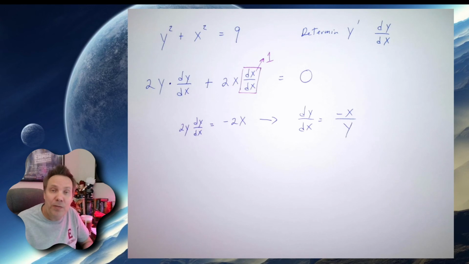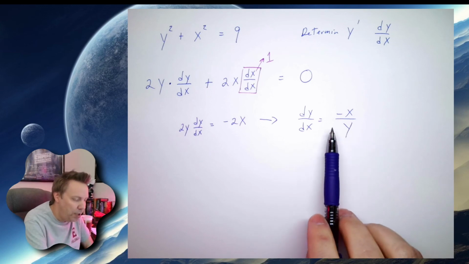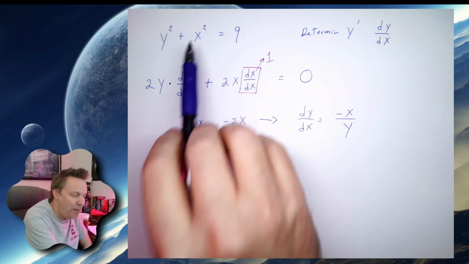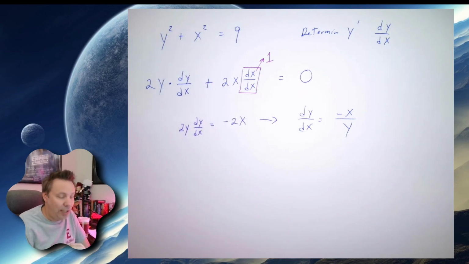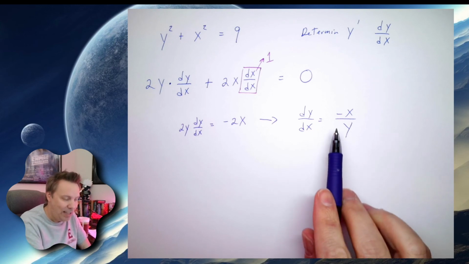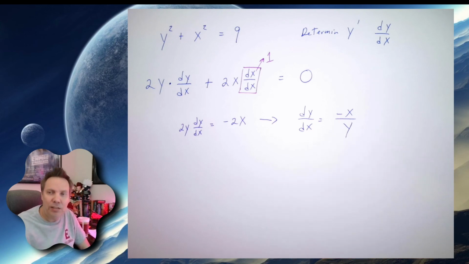Remember what the derivative could stand for. It measures the slope of the tangent line. So if you think about coordinates or x and y value pairs that sit on this circle of radius 3, this particular formula here determines the slope of that tangent line. So here's a small example of an implicit differentiation problem.